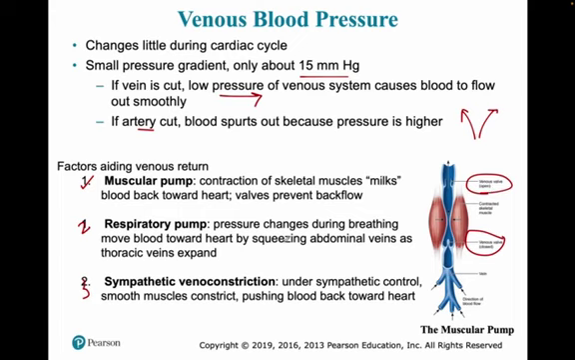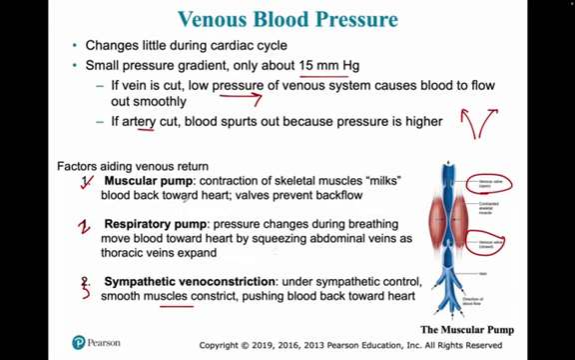Second is the respiratory pump: pressure changes during breathing so that blood can move towards the heart. When you breathe, it squeezes the vein, so that is also a pressure pump that you're putting towards the vein to flow the blood. Third, sympathetic vasoconstriction. Under sympathetic control, smooth muscles contract, pushing the blood back to the heart.